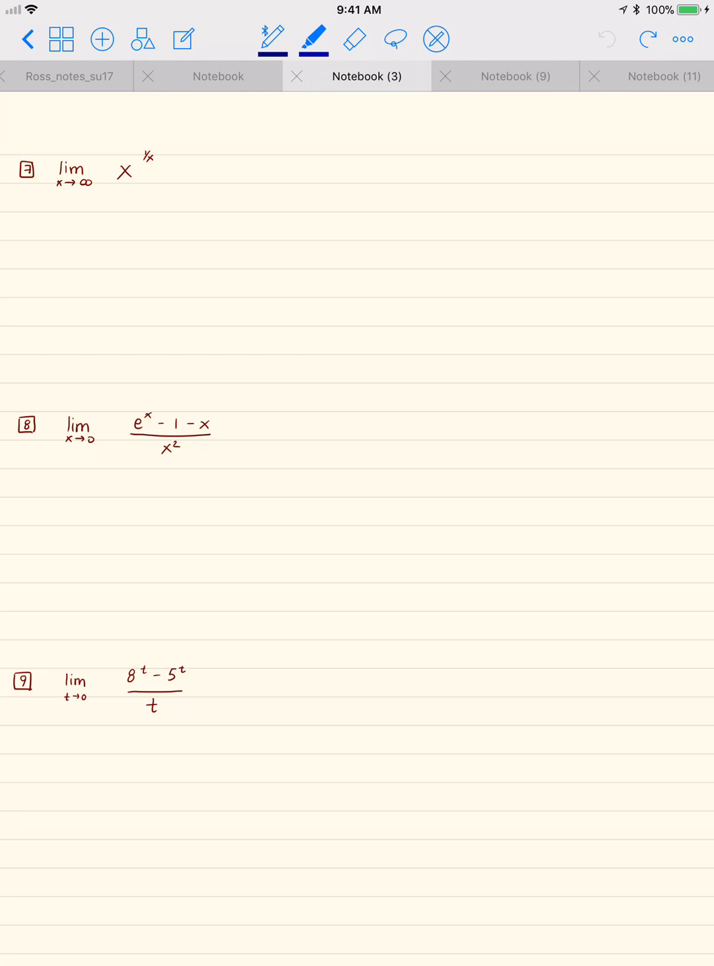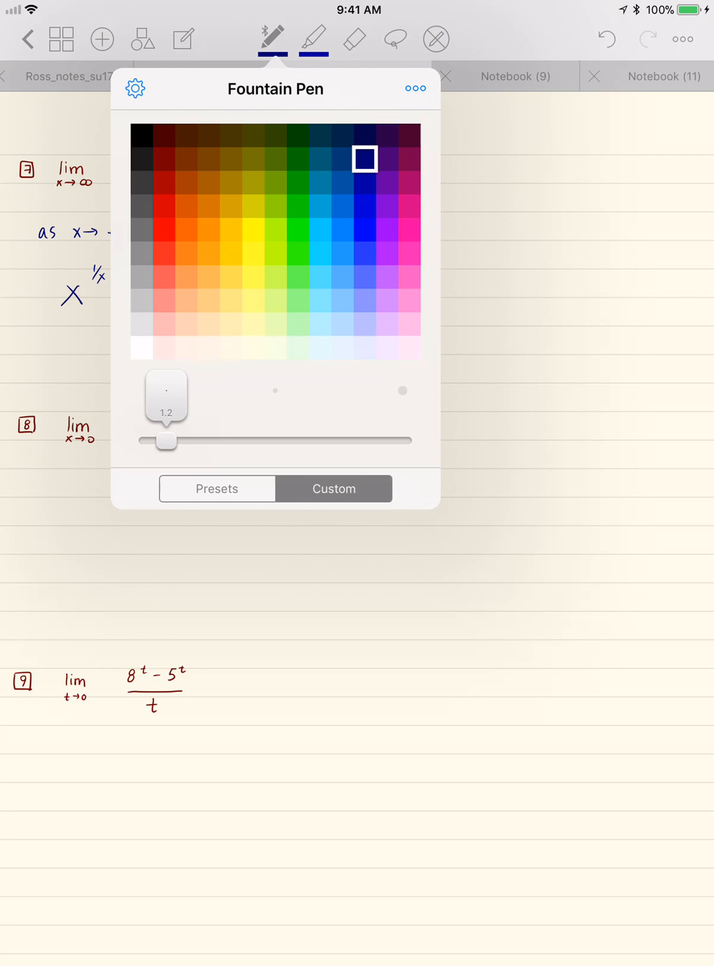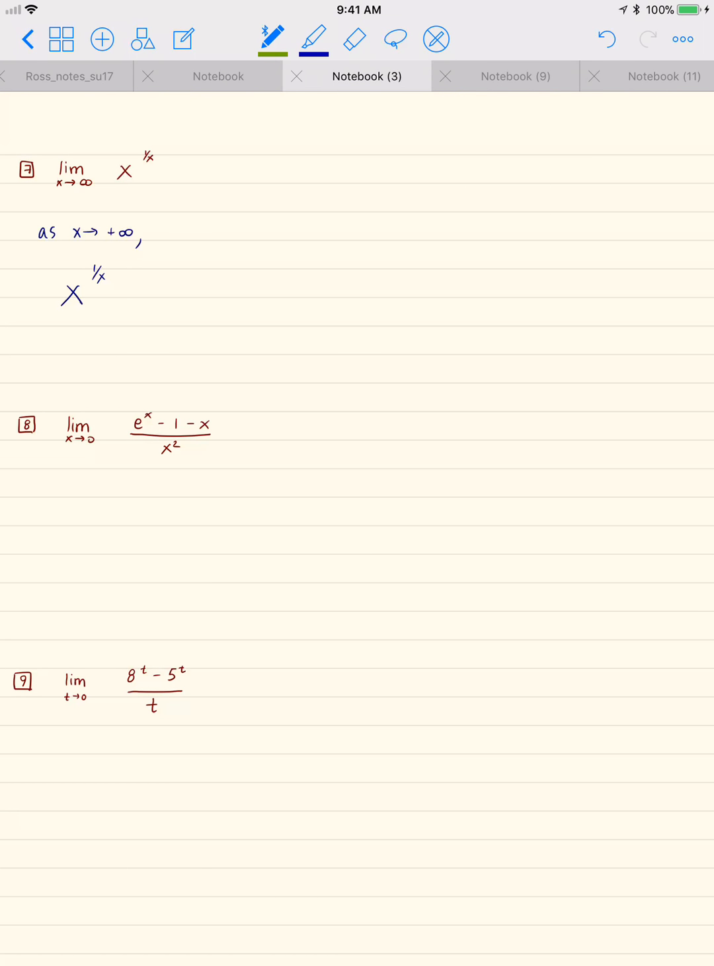So with number 7, here's what we've got. We've got a situation where as x goes to plus infinity, x to the 1 over x, let's see here. So this exponent 1 over x is going to go to 0, right? And the x is just going to go to plus infinity. So we've got an indeterminate form of infinity to the 0. This is our indeterminate form.